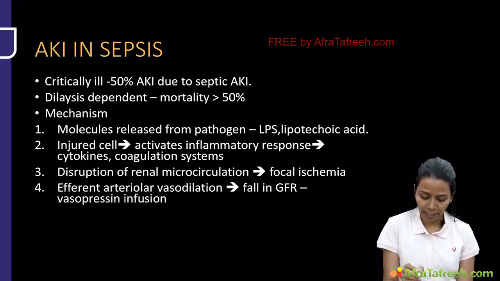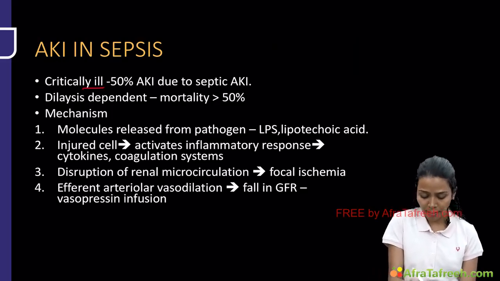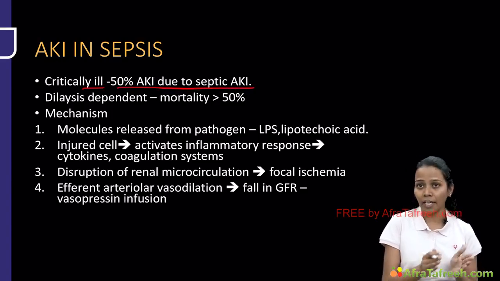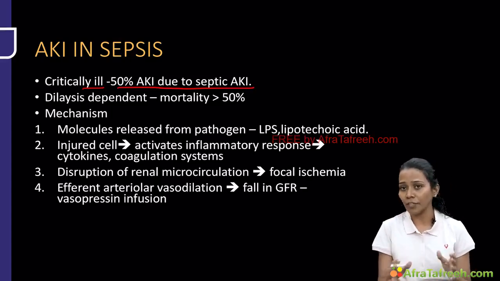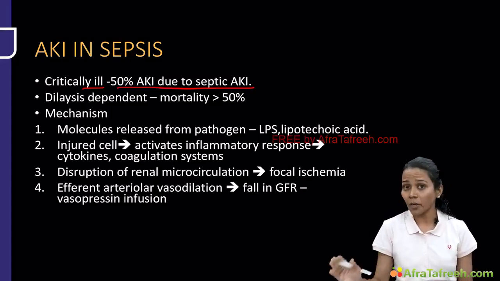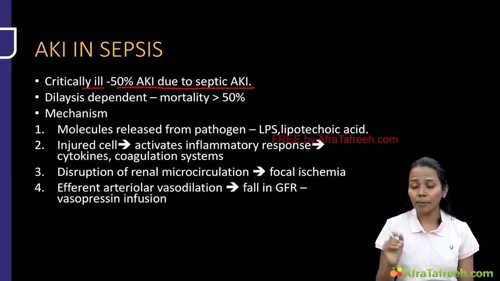Okay. Next, coming to AKI in sepsis. It is mostly seen in critically ill patients. That is, 50% of patients having AKI in ICUs have it because of septic AKI, and once these patients go into dialysis, 50 to 60% is the mortality rate. That is quite high. So what is the mechanism?